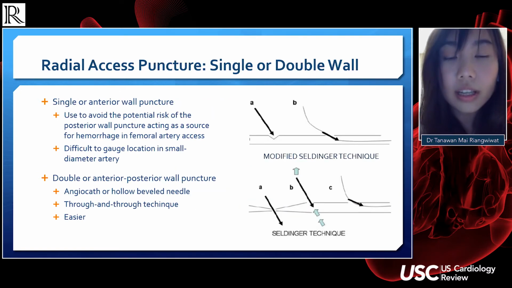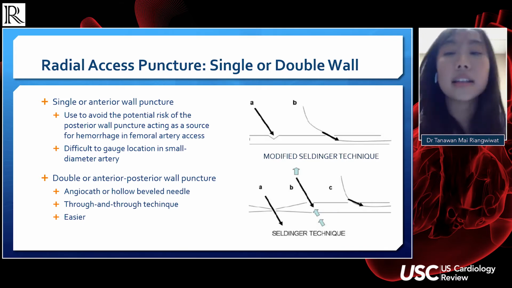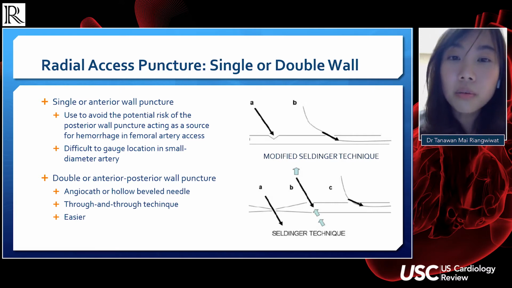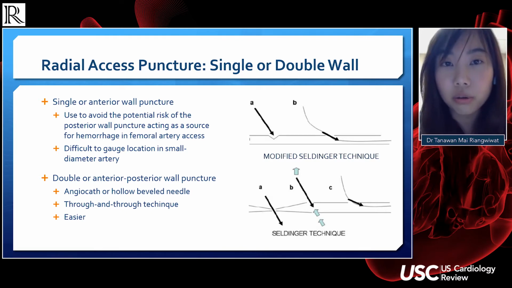These serious complications can actually be decreased by prompt recognition and correct management. Now, to get radial access, there are two main techniques: the anterior wall or single wall technique, or the double wall technique. The single wall or anterior wall puncture is adopted directly from femoral access, where we try to avoid the posterior wall puncture, which can act as a source of bleeding.